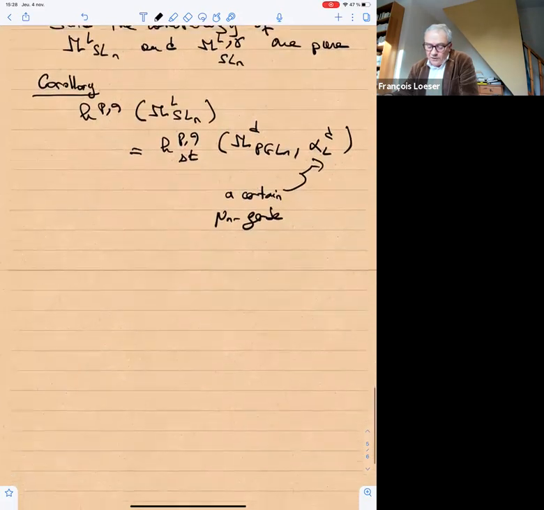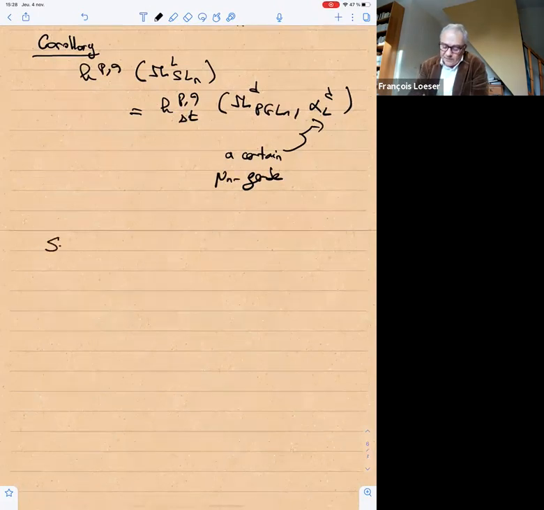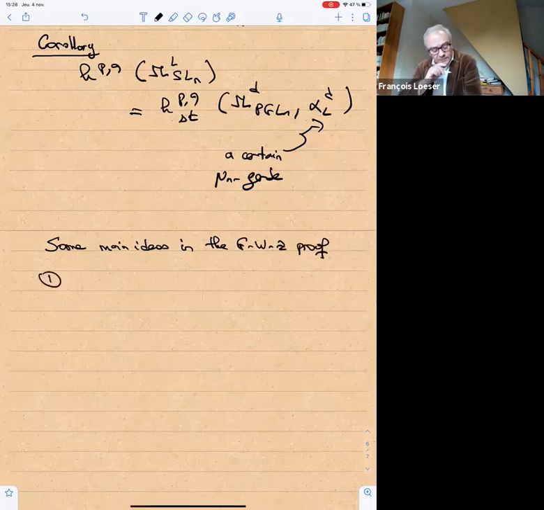And before going further, some main ideas in their proof. So they use the two fibrations.